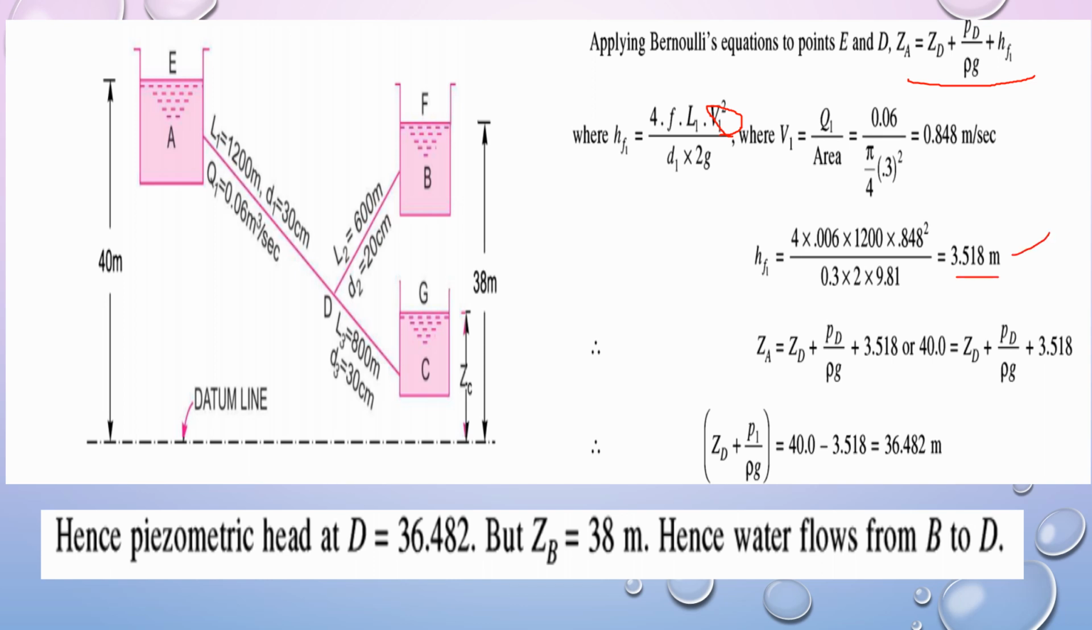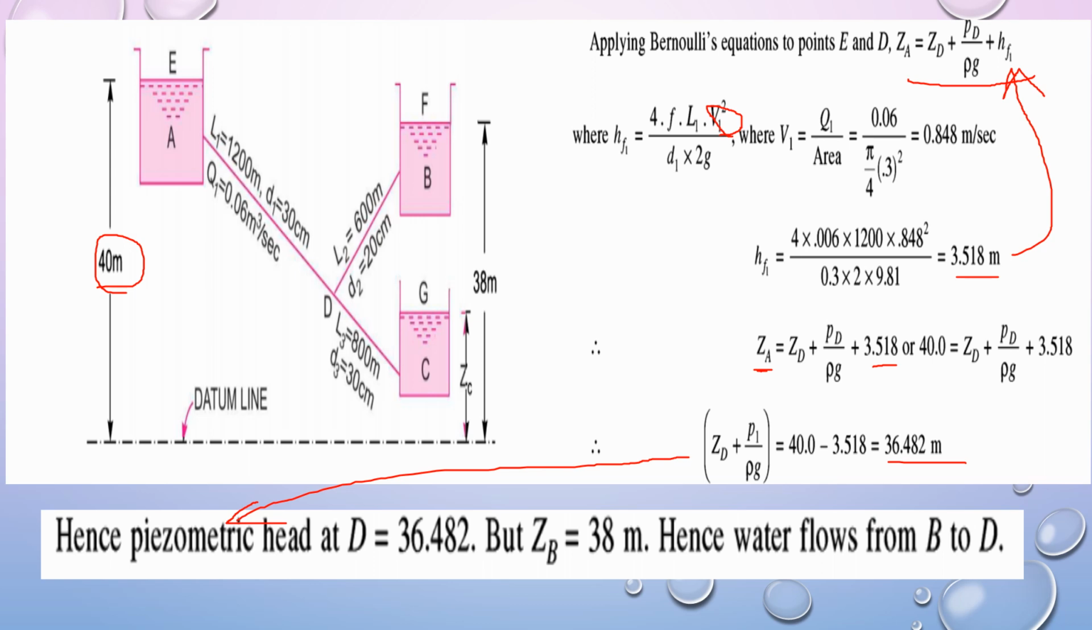Now substituting this value and rewriting this equation, we can write ZA is equal to ZD plus PD by rho G plus 3.518. The ZA value we already know, it is 40 meters. So we can write 40 is equal to this, or rewriting, ZD plus PD by rho G is equal to 40 minus 3.518, which is 36.482 meters. This ZD plus PD by rho G is known as the piezometric head at D. The piezometric head means it is the sum of ZD plus PD by rho G. So the piezometric head at D is 36.482.